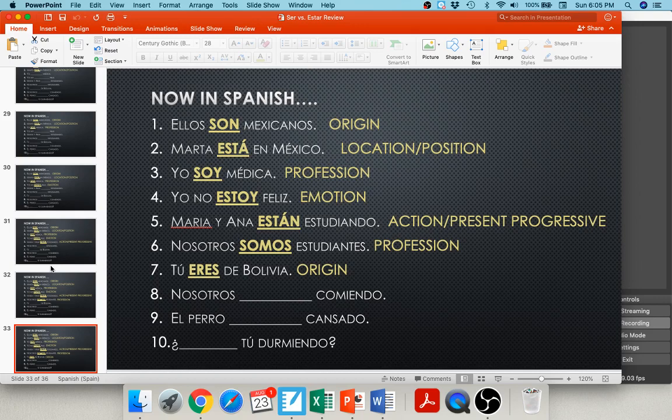Number 8, nosotros blank comiendo. We are eating. Eating is an action again. It ends in iendo. We're using that present progressive tense. So we're always using estar here. We should say nosotros estamos comiendo.